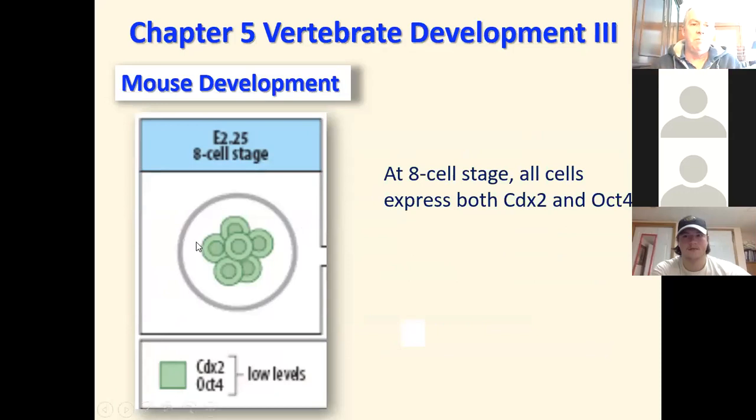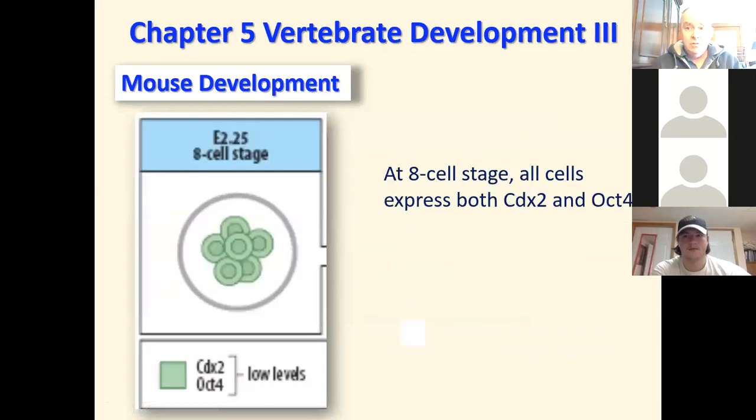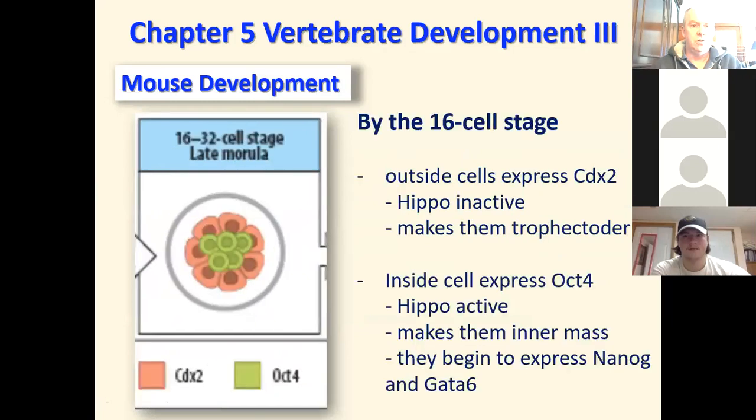And before they compact, all the cells are expressing both CDX2 and OCT4. And remember, CDX2 inhibits OCT4, OCT4 inhibits CDX2. They're both being expressed at a low level. So as soon as something happens to make one go up, the other is going to go down. These are transcription factors, keep in mind. Okay, so when you get to the 16 to 32 cell stage, you end up with inside cells and outside cells. And the inside cells are all OCT4, and the outside cells are all CDX2.